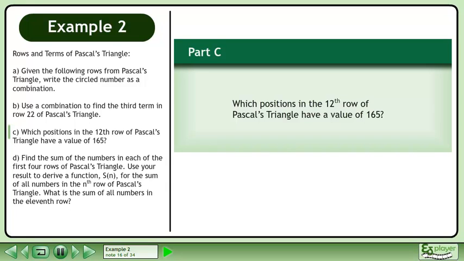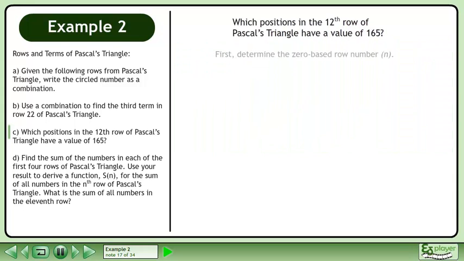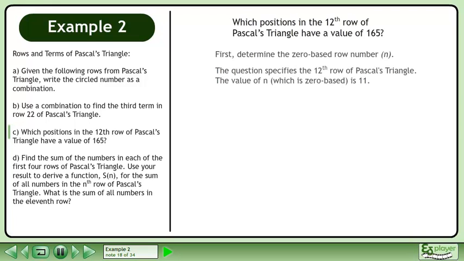Which positions in the 12th row of Pascal's triangle have a value of 165? First, determine the zero-based row number n. The question specifies the 12th row of Pascal's triangle. The value of n, which is zero-based, is 11. Now solve the equation 11 choose k equals 165 to find the positions.